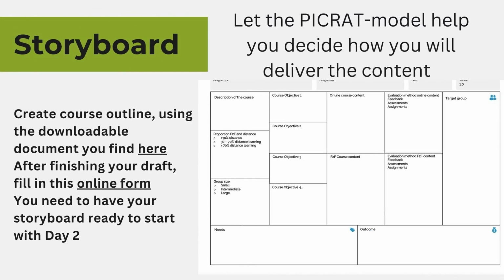As you see, the storyboard brings everything together: the description of the course, the face-to-face and distant proportion, the group size, the course objectives for every part of the online course content and every part of the face-to-face content. You have also to think about the evaluation method of the content that is presented online and the content that is presented face-to-face. Your target group, that is something that you have already, so you can just copy-paste it. And then, of course, also the needs and the outcome.